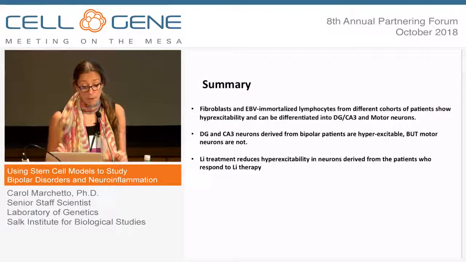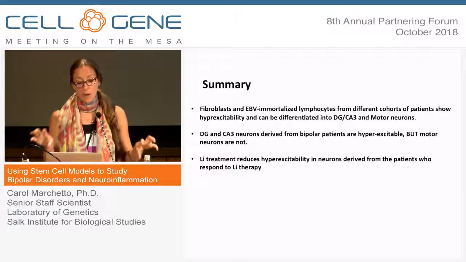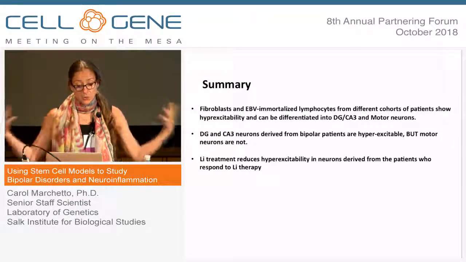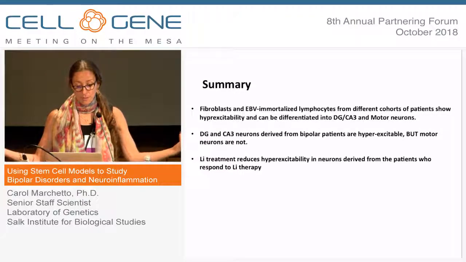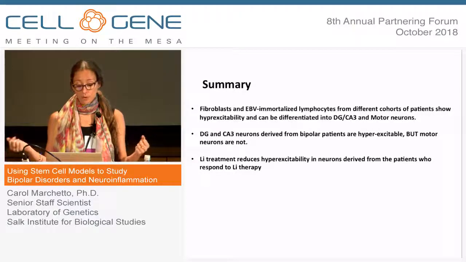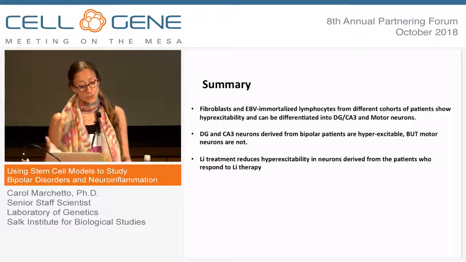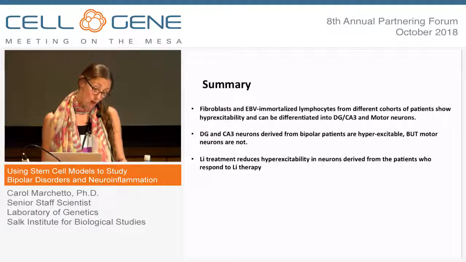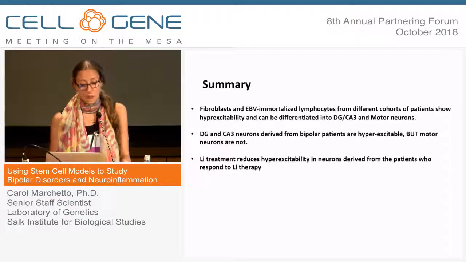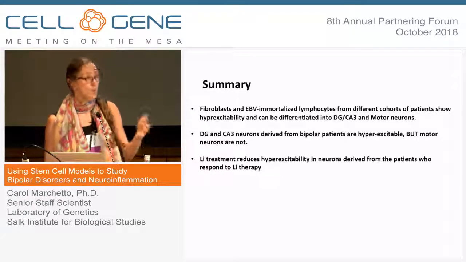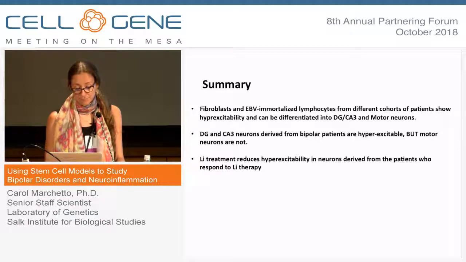So to summarize this part, fibroblasts as well as EBV immortalized cells, so those are the lymphocytes, from two different cohorts, two different patients, show hyperexcitability and can be differentiated into DG, CA3 and motor neurons. DG and CA3 neurons derived from bipolar patients are hyperexcitable, but motor neurons are not. And lithium treatment reduces hyperexcitability in neurons derived from patients who respond to lithium therapy.